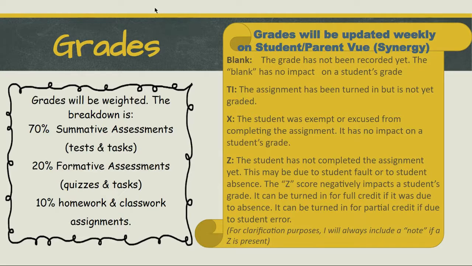A Z means that the student has not completed the assignment and it is missing. This may be due to a student fault or to a student absence. The Z does negatively impact a student's grade. It can be turned in for full credit if it was due to an absence. If, however, it was due to student error, then it can still be turned in for partial credit.